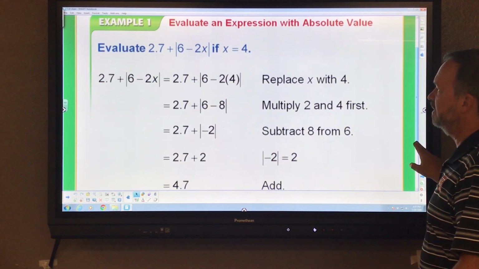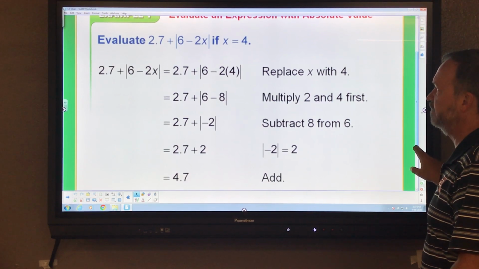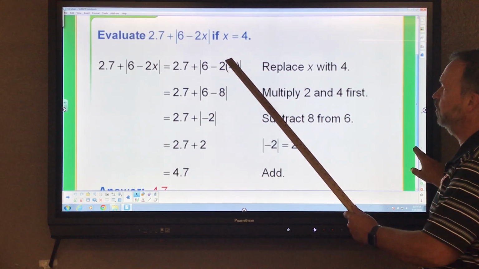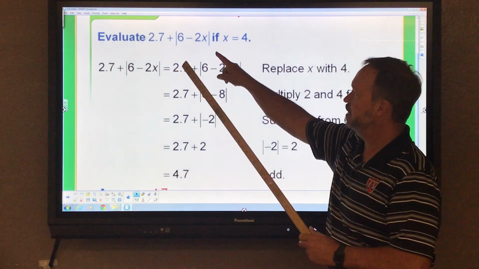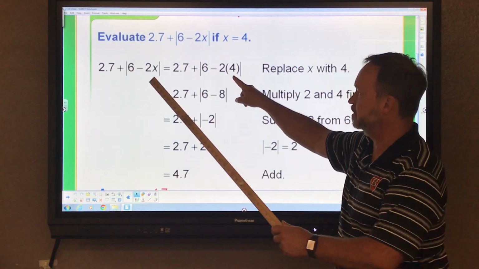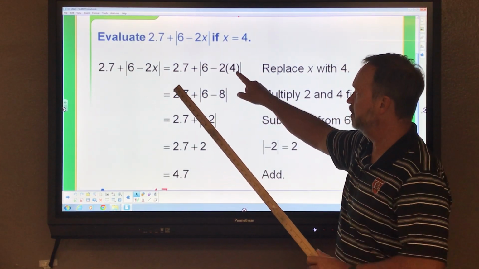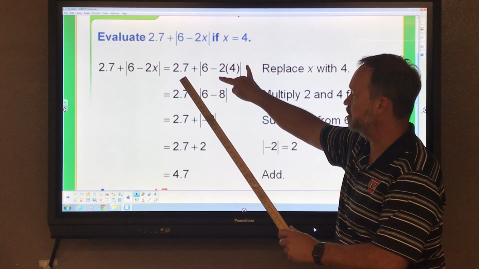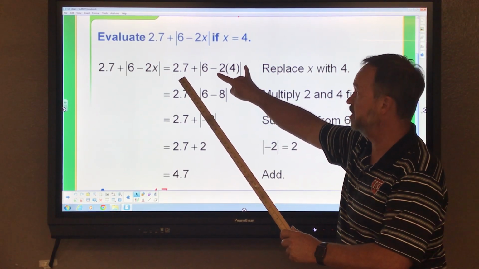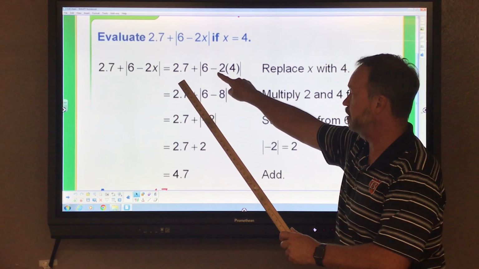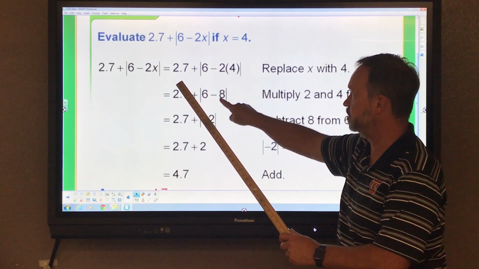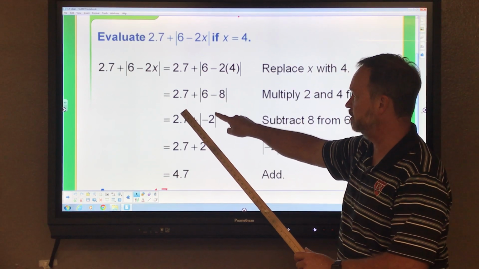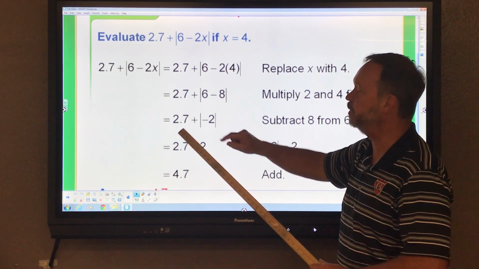That's why I've just left the problem up here, because they asked us to evaluate this if x is 4. So we put the 4 in the place of x, because this is just the original problem copied. Inside the absolute value, it's almost like grouping symbols, parentheses, whatever you want to call it. So we work in here, we do the multiplication first, right? Before we do subtraction, then we do the subtraction. Then we do the absolute value.